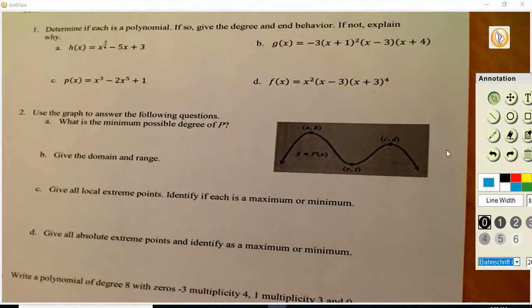The things that are required to be a polynomial means all of your exponents have to be positive integers. So like 0, 1, 2, 3, 4. So is A a polynomial? No. Why?